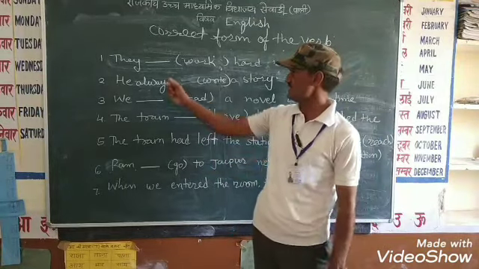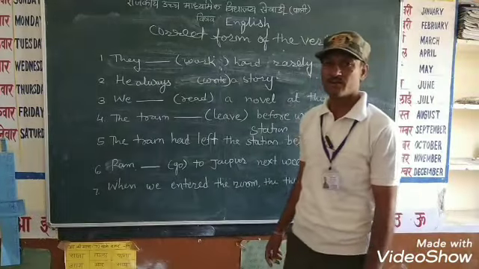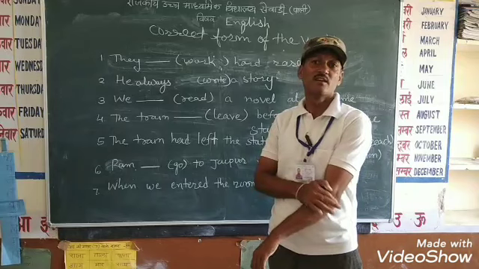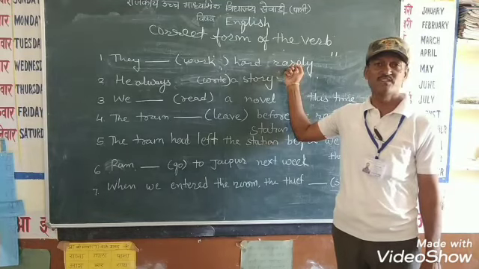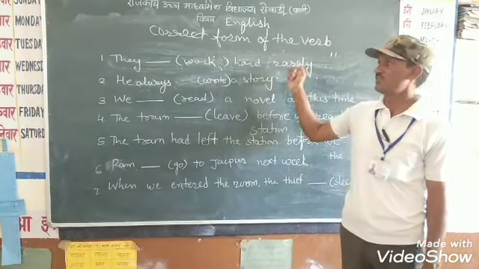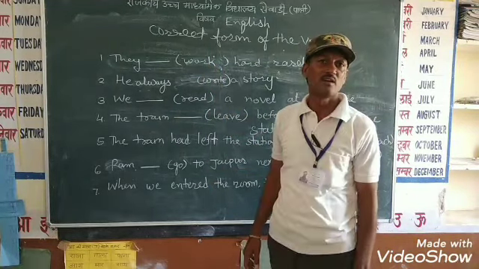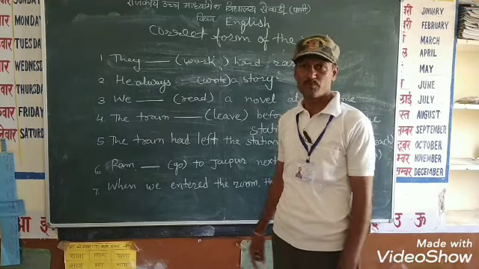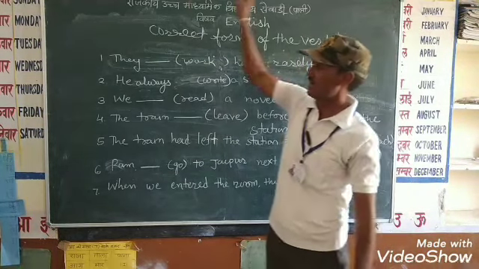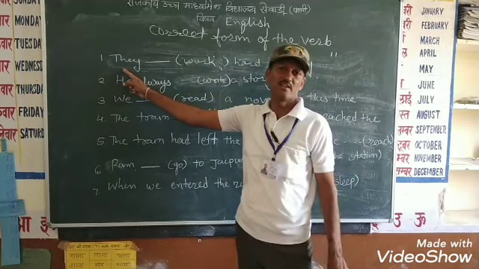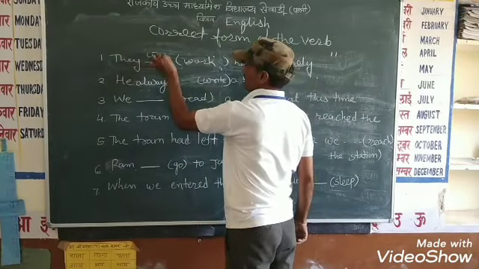Our first sentence is, they work hard rarely. As we learned, if words like rarely, usually, seldom, often, always, etc. are there, then we use S or ES with a singular subject and the same word with a plural subject. The word is rarely and our subject is plural, so we use the same word, work. Our answer will be work.